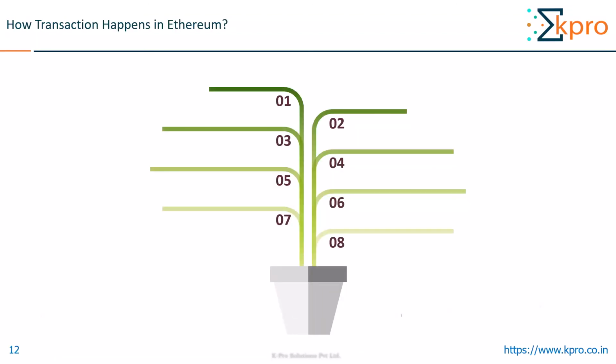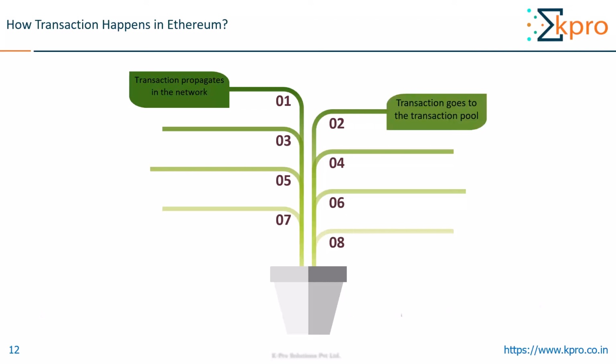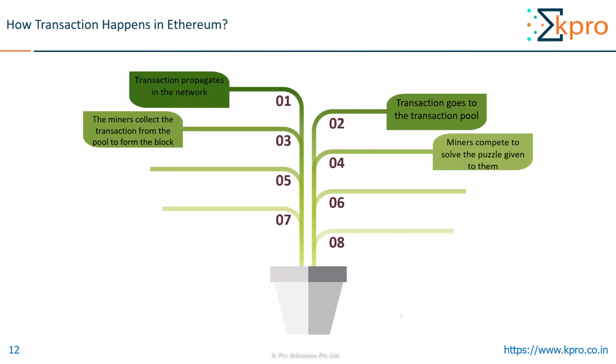Now let us see how a transaction happens in Ethereum. So whenever a new transaction is made in the network, it propagates in the network and gets added to the transaction pool maintained by the miners. These miners collect the transactions from the transaction pool and add them to a block in order to create a block. But in order to create a block, the miners need to solve a puzzle.